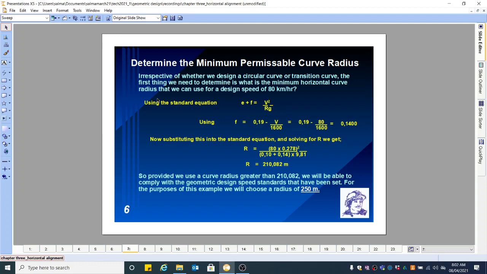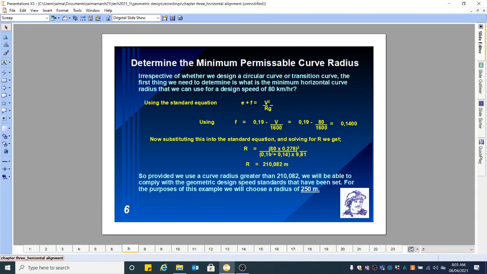F is equal to 0.19 minus V divided by 1600. 0.19 minus V, 80 kilometers per hour, divided by 1600 is 0.14, which is your friction. Now substituting this in the standard equation and solving for R, if we had to make R the subject of the formula, R is equal to V squared over e, which is your super elevation, plus f, which is your friction, times your g, which is 9.81.